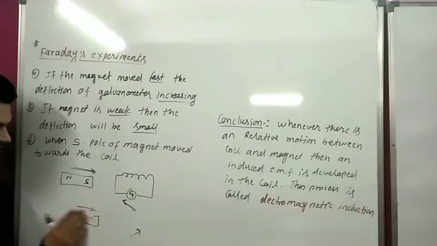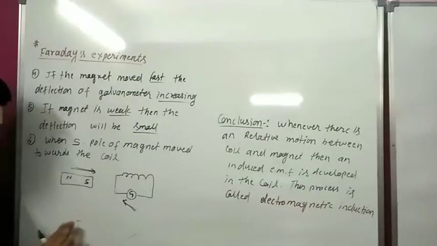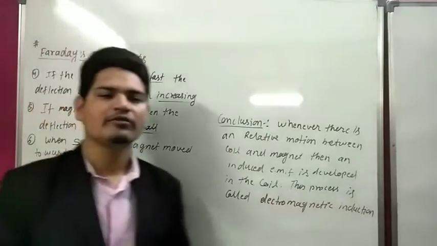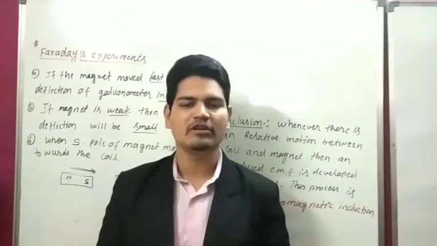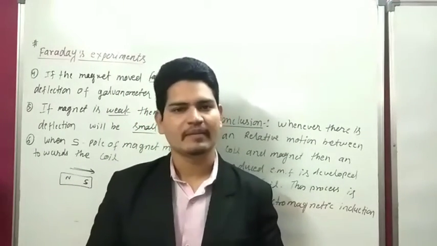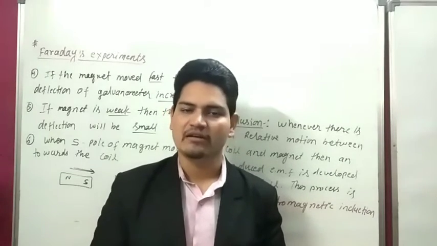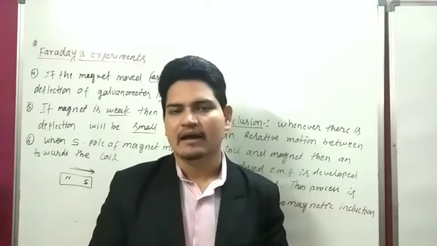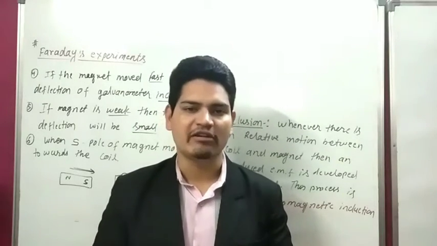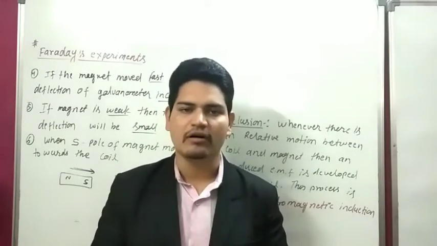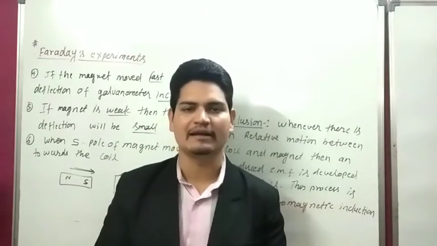So direction is opposite. Fifth point, conclusion. The conclusion of Faraday's experiment: whenever there is a relative motion between coil and magnet, then an induced current is developed in the coil. The current is called induced current, and this full process is called electromagnetic induction.